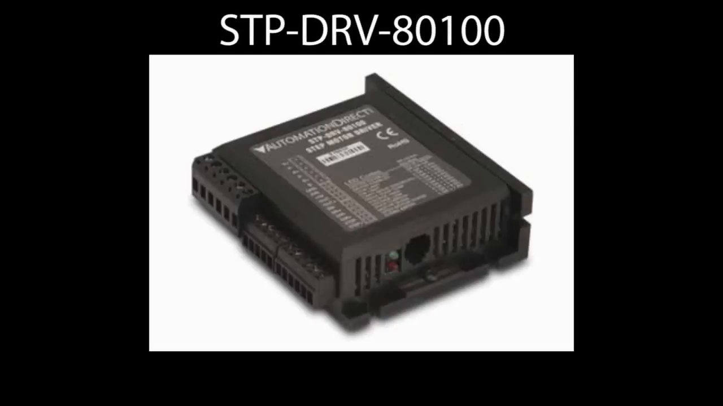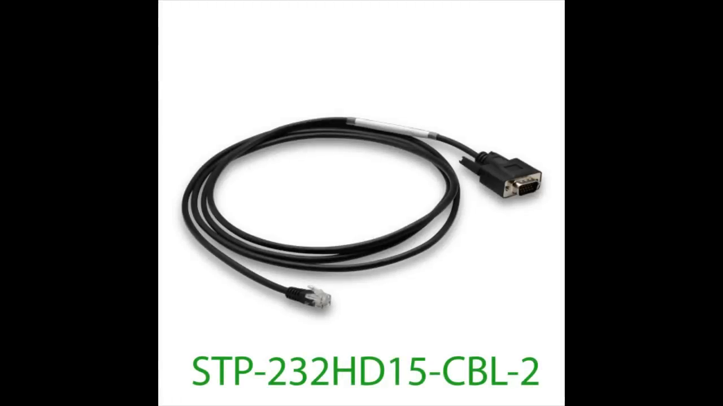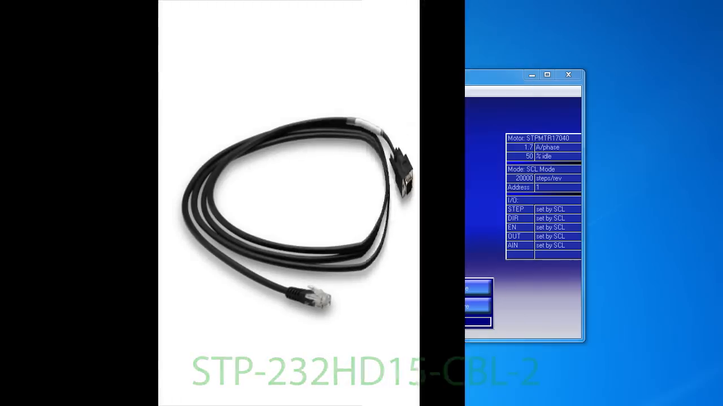The first thing we need to do is set up the stepper drive. To do that, you need to have the SureStep Pro software installed on your PC. You can download the free software on AutomationDirect's website. Once you have installed the software, go ahead and launch it. Make sure that you have connected the drive to your computer using the included serial cable.